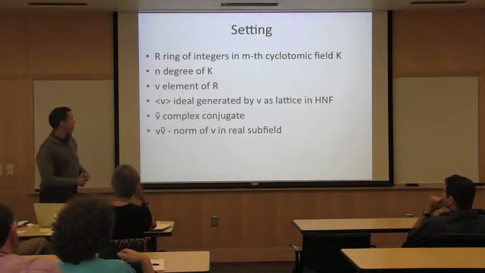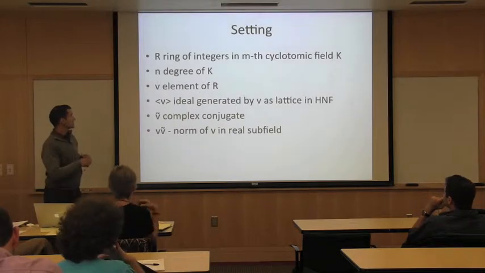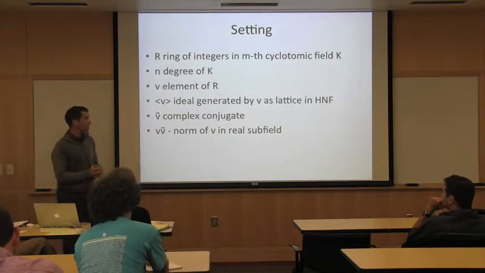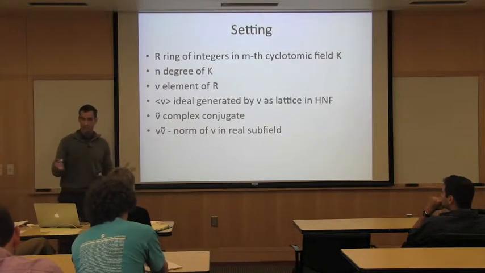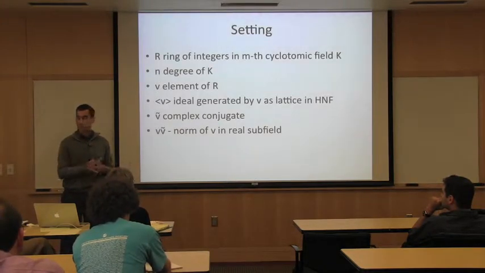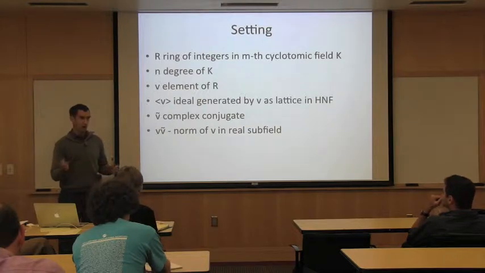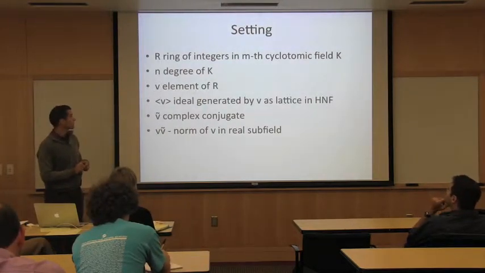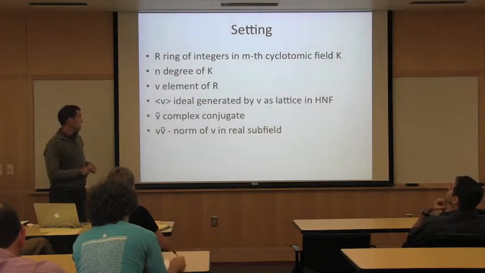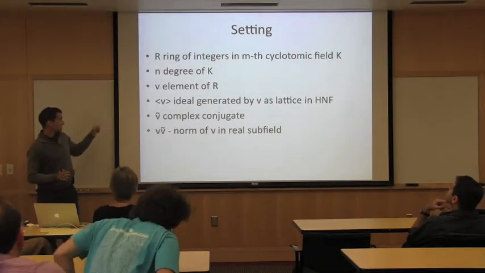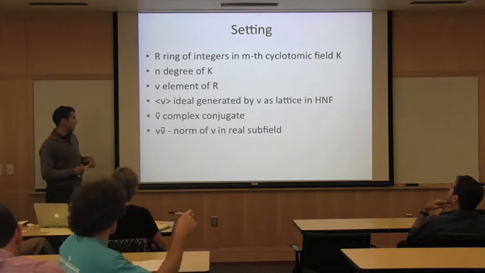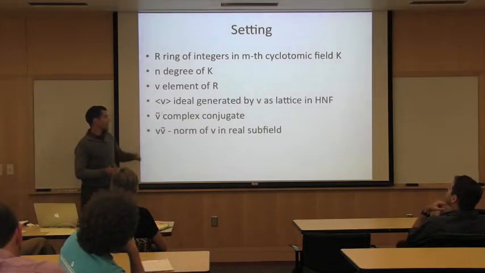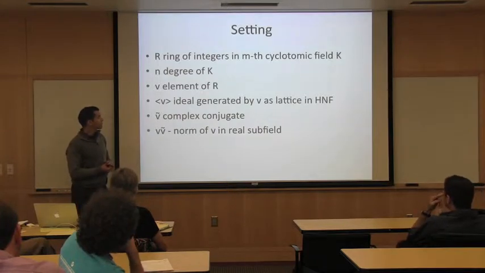Okay, so the setting here, we're going to work in this ring R, which is the ring of the integers in the nth cyclotomic field. Now that's a little bit different than x to the n minus 1, but it's very close. So we're just modding out by the cyclotomic polynomial instead of x to the n minus 1. So n is the degree of K. And everywhere, the elements of this ring, we'll just call them v. And we're going to be working with the ideal generated by v.